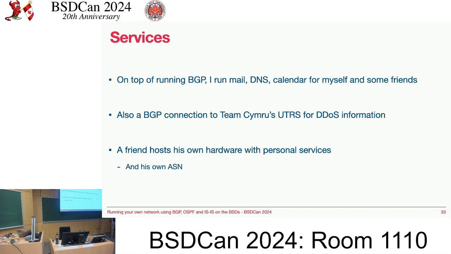I run BGP, but I also run my own mail server. And I haven't yet listened to Michael Lucas about that, so that's something I will have to do. DNS, I run my calendar because I didn't want to depend on anyone, myself and some friends. I also have a BGP session set up to UTRS from Team Cymru for DDoS information.